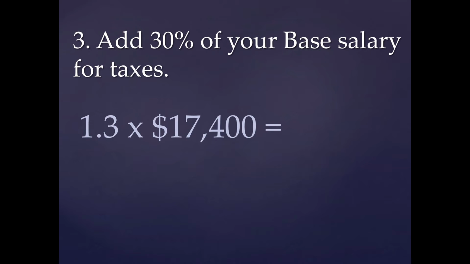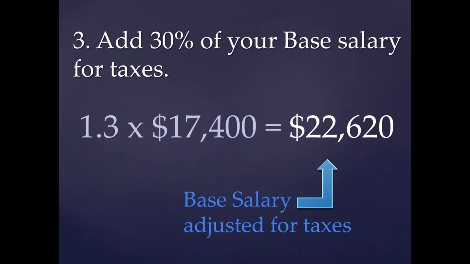In this case, for Joe, that'll give him a grand total, adjusted for taxes, of $22,620. This now is exactly what Joe needs to make every year in order to cover his taxes and everything that he needs to pay for on a monthly basis.